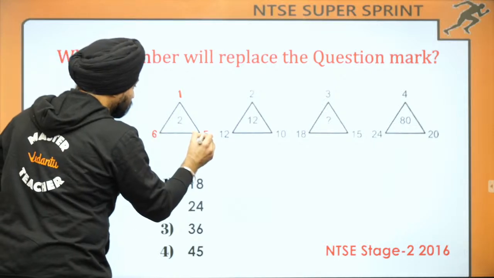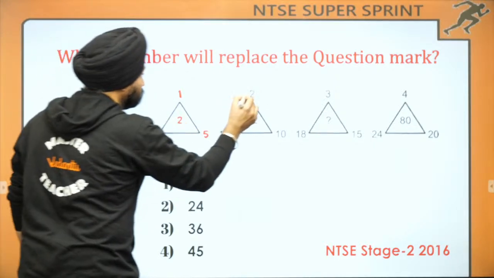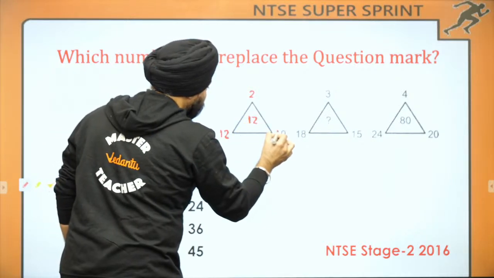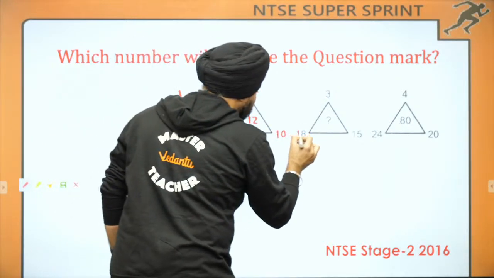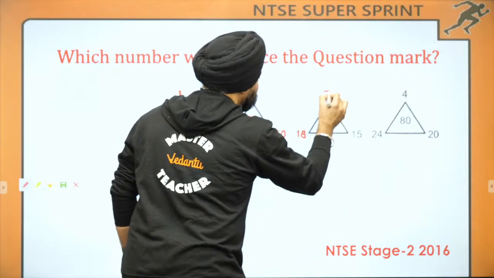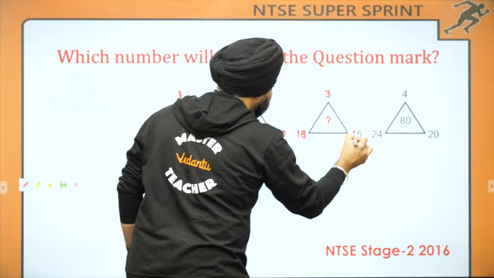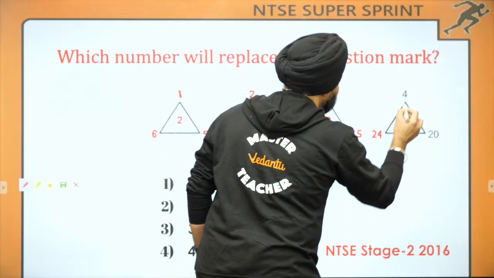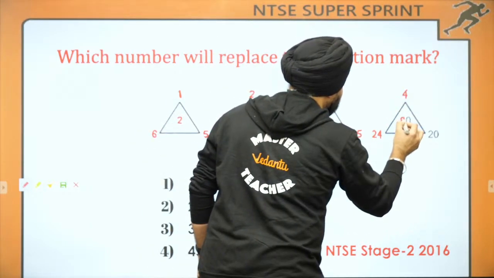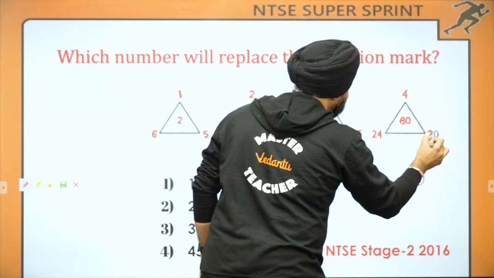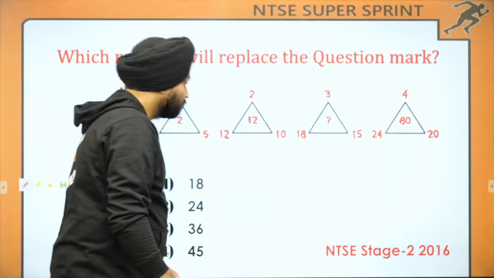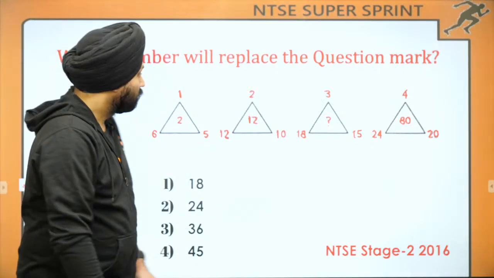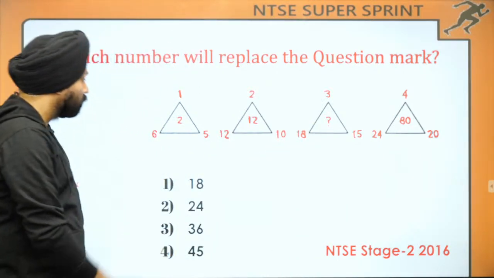1, 6, 5, 2, 2, 12, 12, 10, and then you have got 18, 3, question mark, 15, and then you have got 24, 4, you have got 80, and you have got 20, right? So these are the numbers which are available to you, and they are asking which number will replace the question mark, and you have got options also.